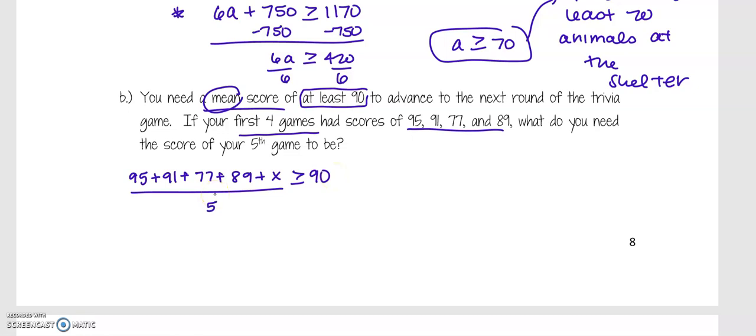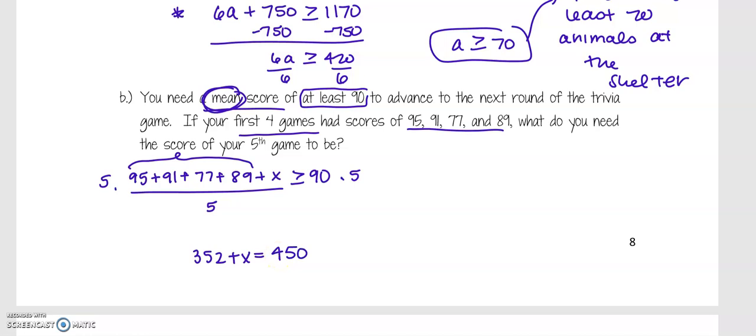And there's our equation. Mean, you have to remember what mean means. Mean is the sum of all of the items divided by how many are in the set. So there's 1, 2, 3, 4, 5 scores, and I need to figure out what that 5th one's going to be. And then we'll solve this. Multiply both sides by that denominator to get rid of the fraction. When I do this, I'm going to add these up, and I get 352 plus x equals, multiply both sides by 5, that's going to be 450.